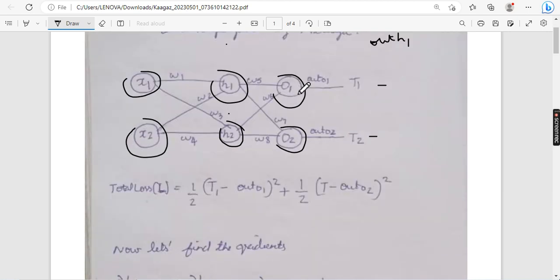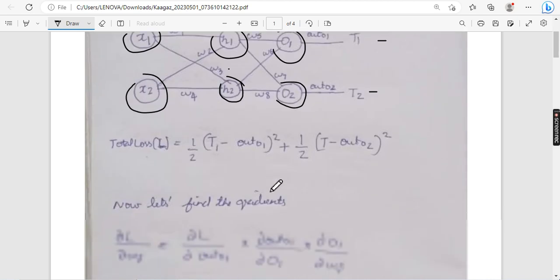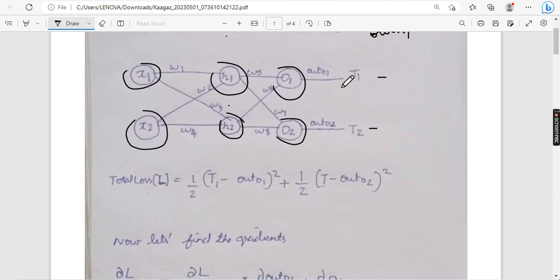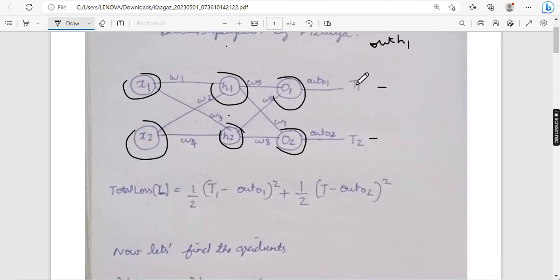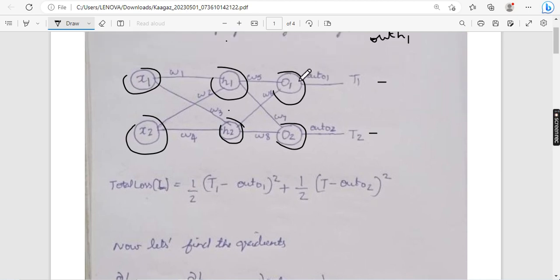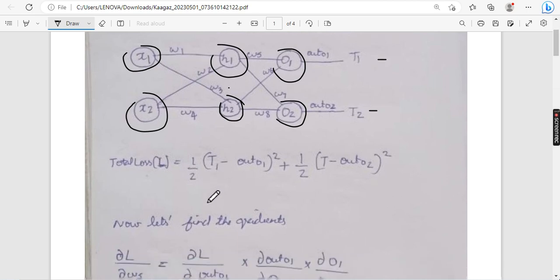As I told you before, what is the total loss? The total loss is the sum of the two losses, which are T1 and T2. So let's compute the T1 loss and the T2 loss. Out of O1 is the output of the neural network. T1 is the expected output, but out of O1 is the predicted output. So we can just subtract out of O1 from T1, right? We can just subtract the predicted from the expected output. That is what I have done here: (T1 minus out of O1) the whole square, plus T.